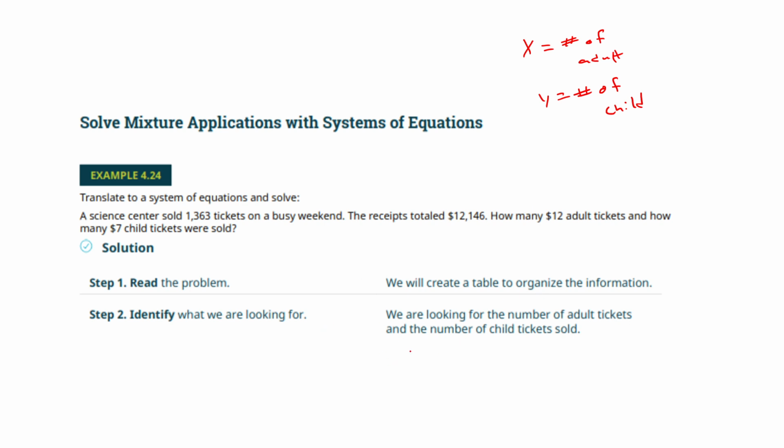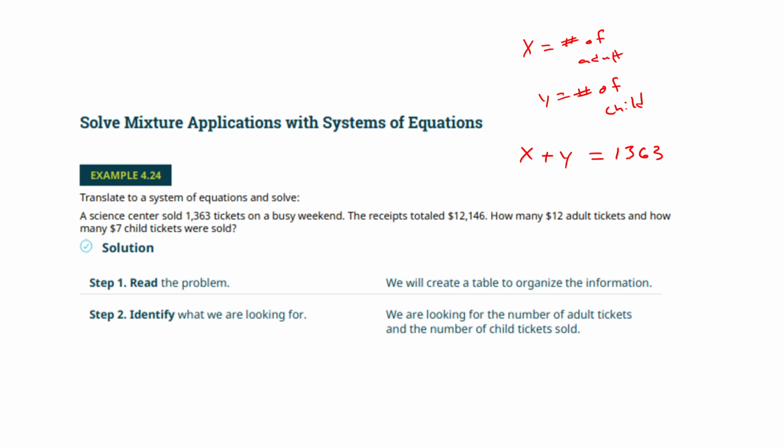But there's always going to be an easy equation to set up when we do this, with the ability to have two different equations. What I mean is this. If I just add up the number of adult tickets and the number of child tickets, don't they just equal the total number of tickets sold? So I have one super easy equation.